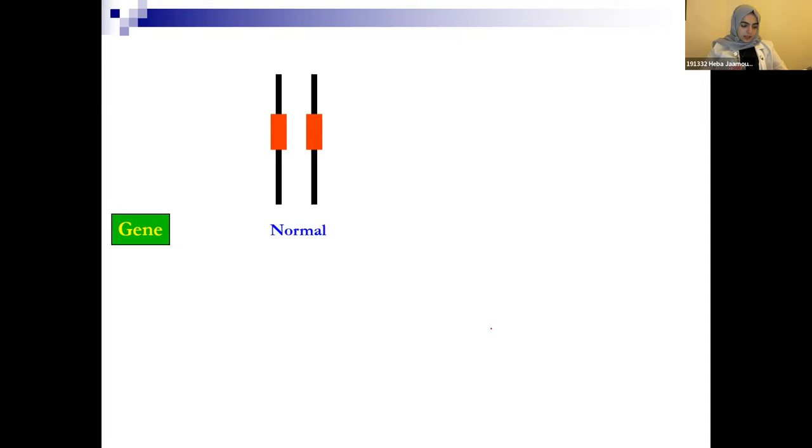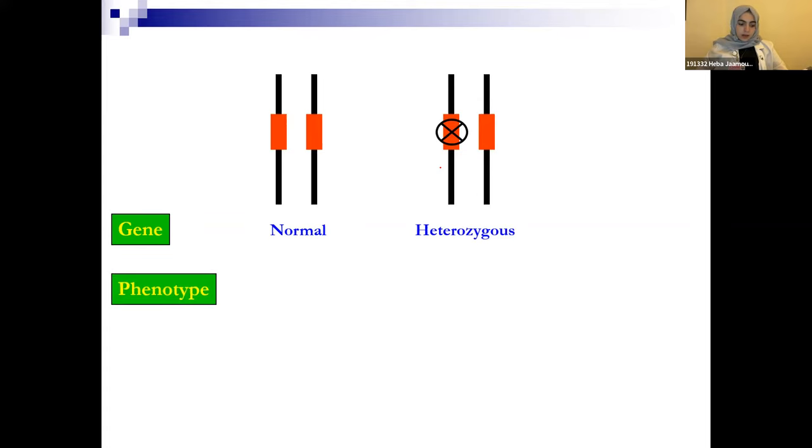So this is a quick example, okay? Let's say we have this gene. Those are the two alleles of this gene, okay? Before we move on to what this is, let's see how a heterozygous one would look. Normal, and then one of them is affected, okay? In the phenotype, you know what the difference between genotype and phenotype is, right? Actually, I'll go over it, okay?